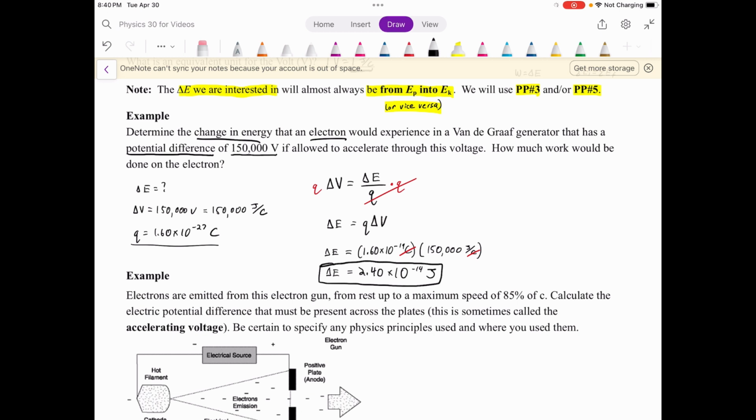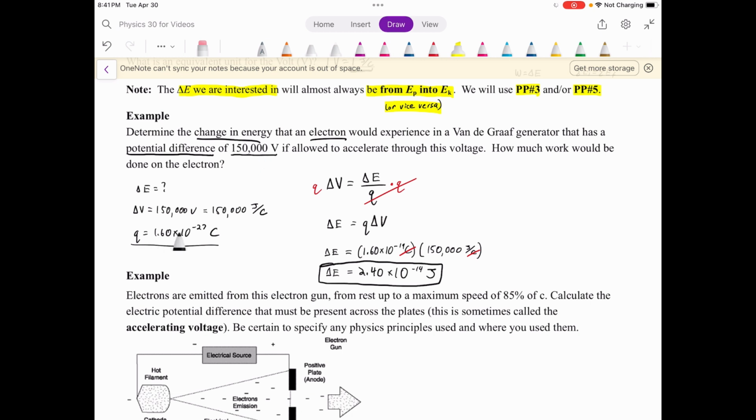That really is what your calculator gives you. Well, really, your calculator gives you 2.4, but we know that we get 3 significant digits. By the way, you might be saying, why do we get 3 significant digits? The only number we're given is 150,000, which has 6 significant digits.